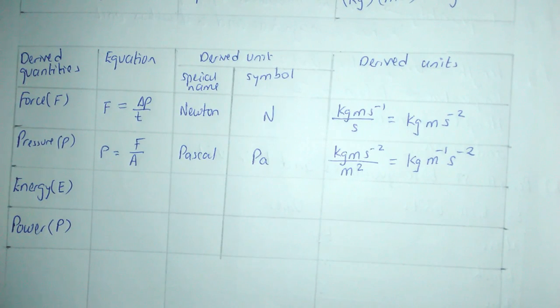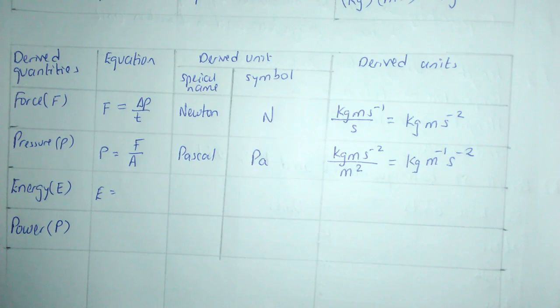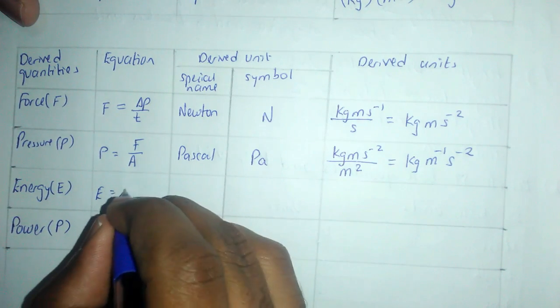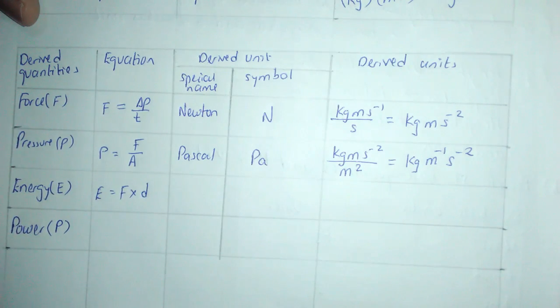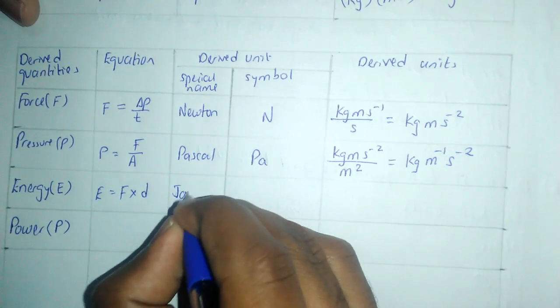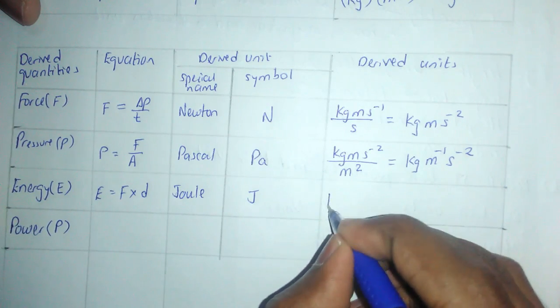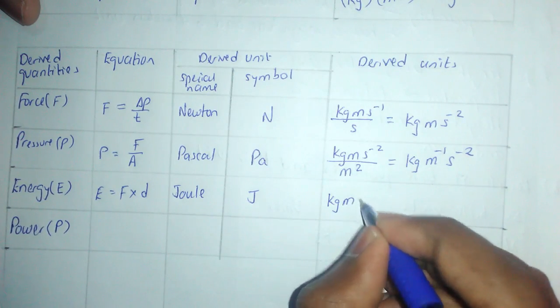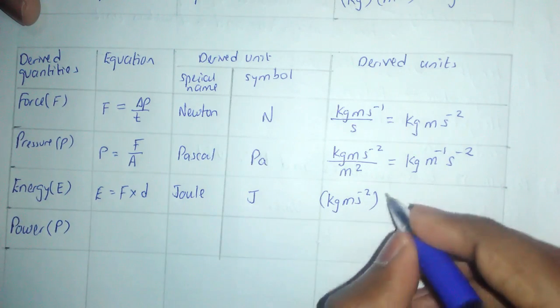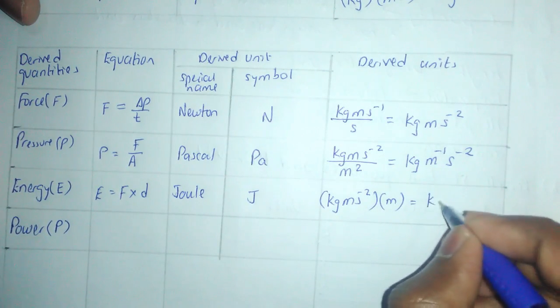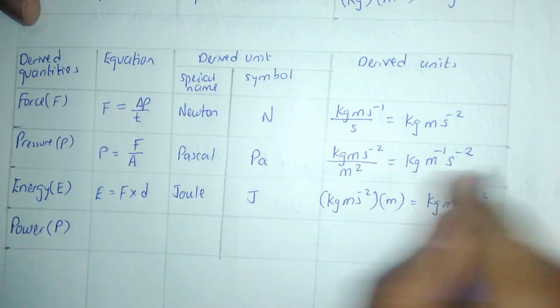Now let's look at energy. By definition, energy is force multiplied by the distance traveled by the point of application of the force in the direction of the force. So this is force times distance, and the special name given for the unit is joule, capital J. Force, we're just gonna put in the units for force, and distance is meter. So overall this gives kg meter squared per second squared.